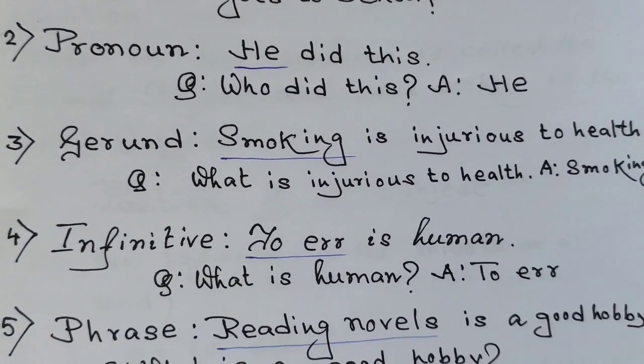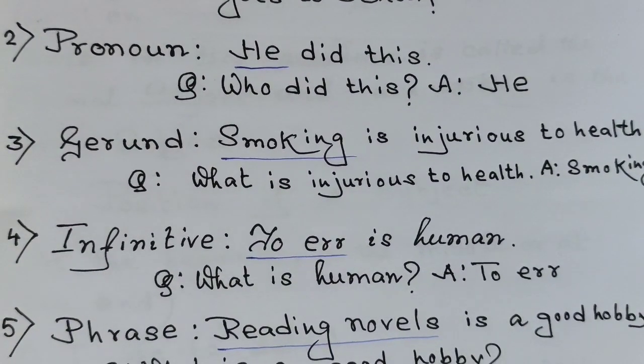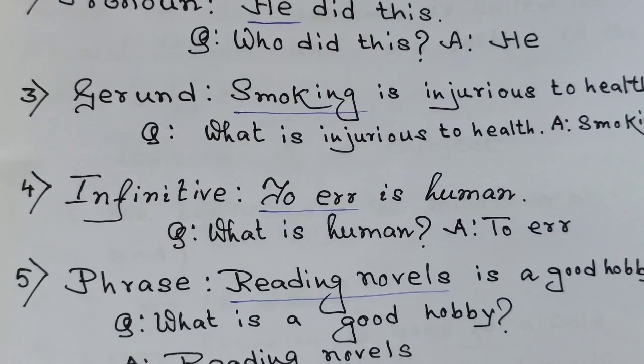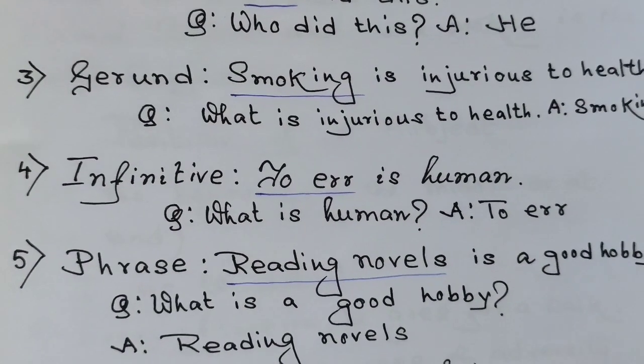Infinitive. I can make a separate video on this as well. If you want a video on this, you can type in the comment section. Infinitive, to err is human. The question is, what is human? And the answer to this question is to err. Here to err is the subject.